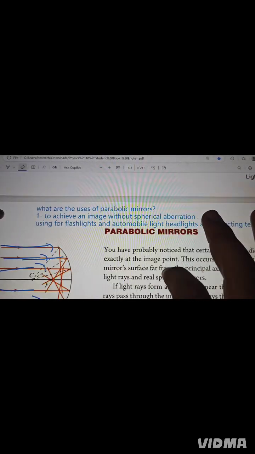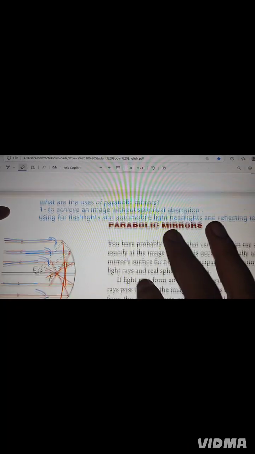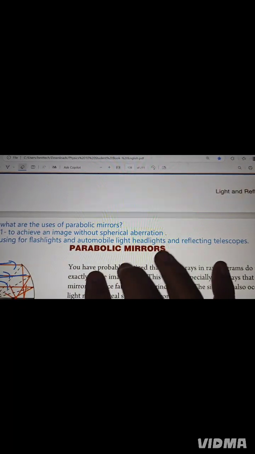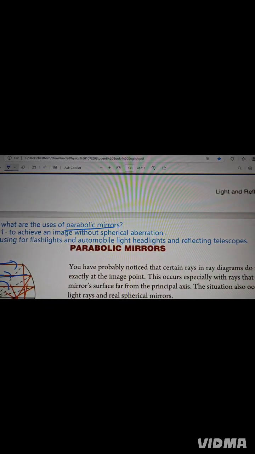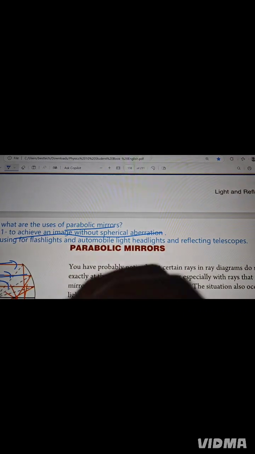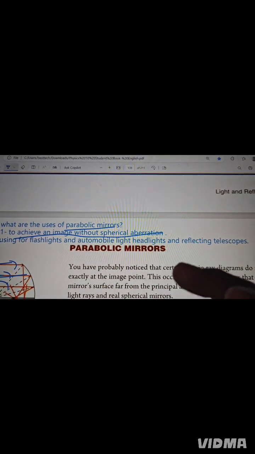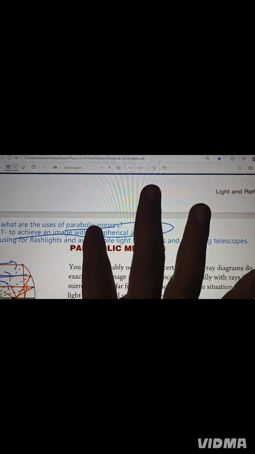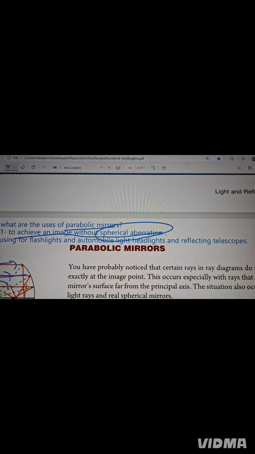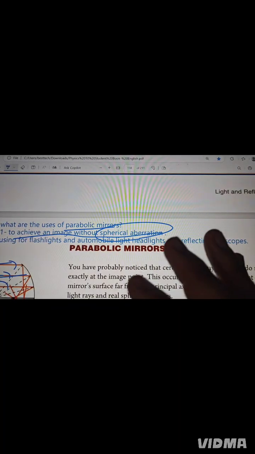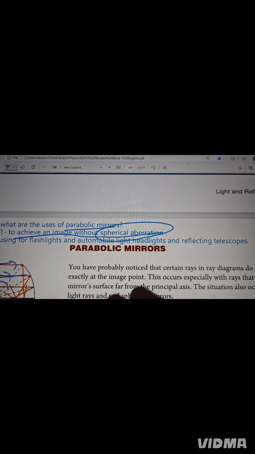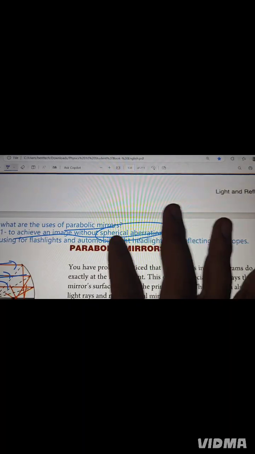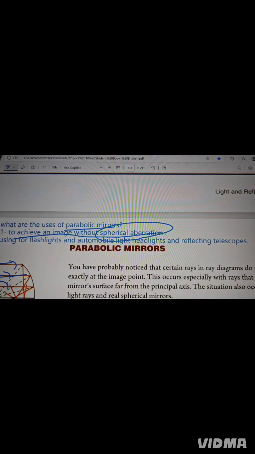Instead of using a spherical mirror, we will use a parabolic mirror. Why are we using a parabolic mirror? To achieve an image without spherical aberration: to get a nice, detailed, clear image, without getting blurry, without getting a bad image. So to fix this problem, we are going to use a parabolic mirror.